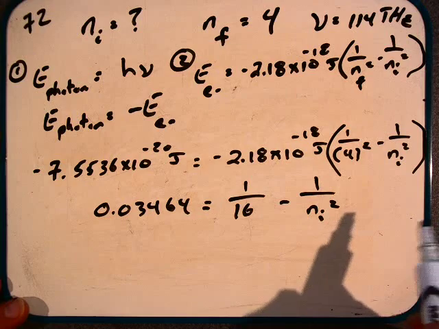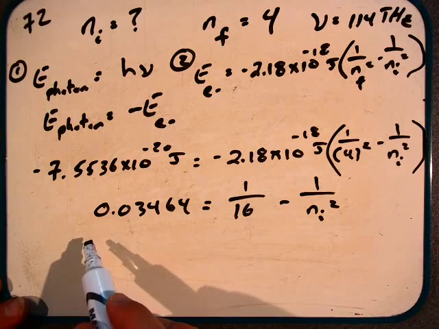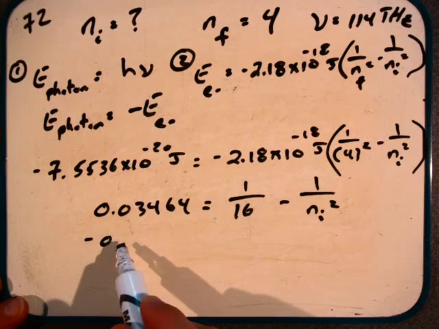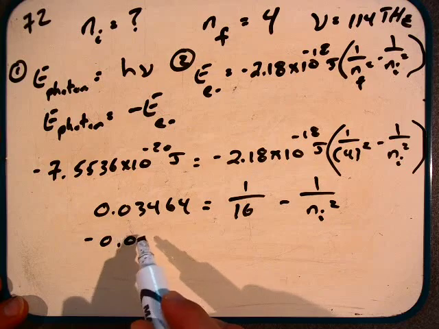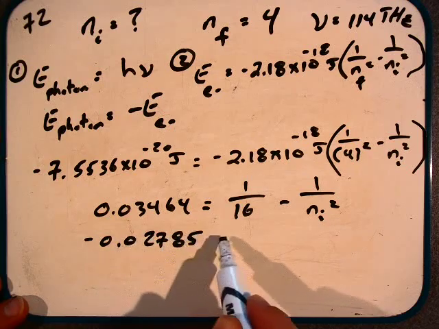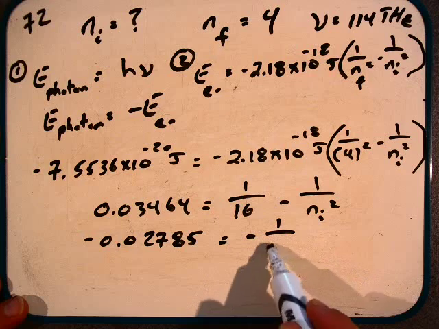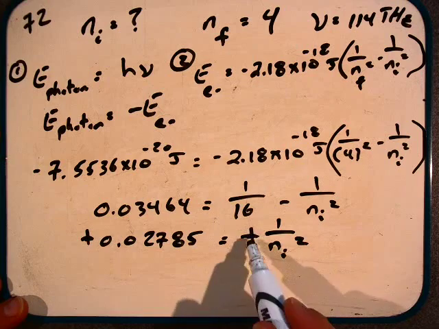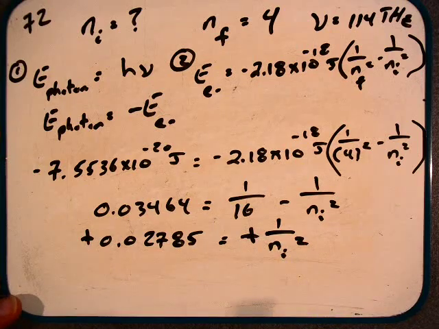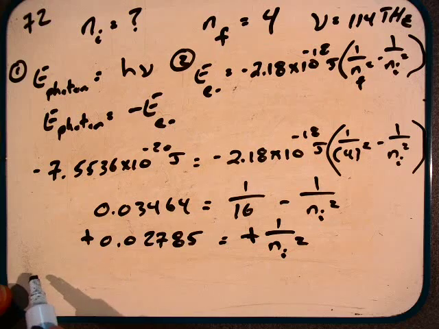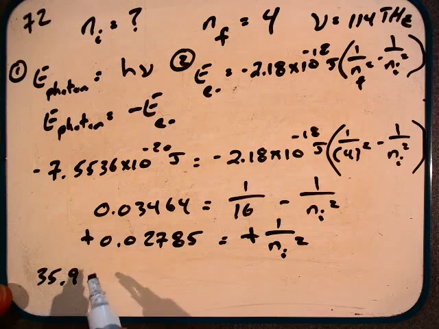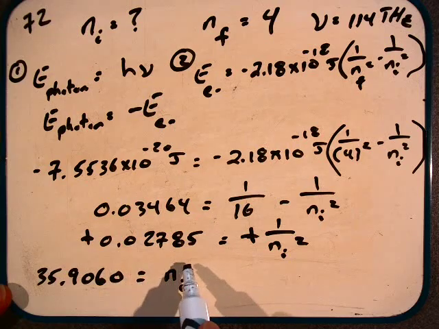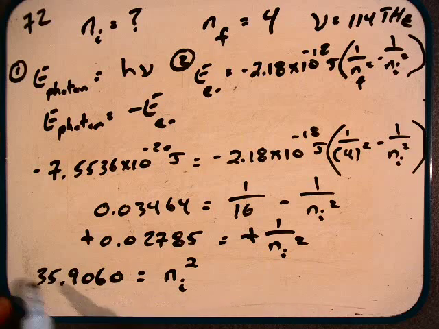We bring over our 1/16 and we get a value of negative 0.02785 equals the negative of 1 over n initial squared. So those negatives are going to cancel out, so we both have a positive value. And so we take the reciprocal of that, we get 35.9060 equals that initial quantum level squared.